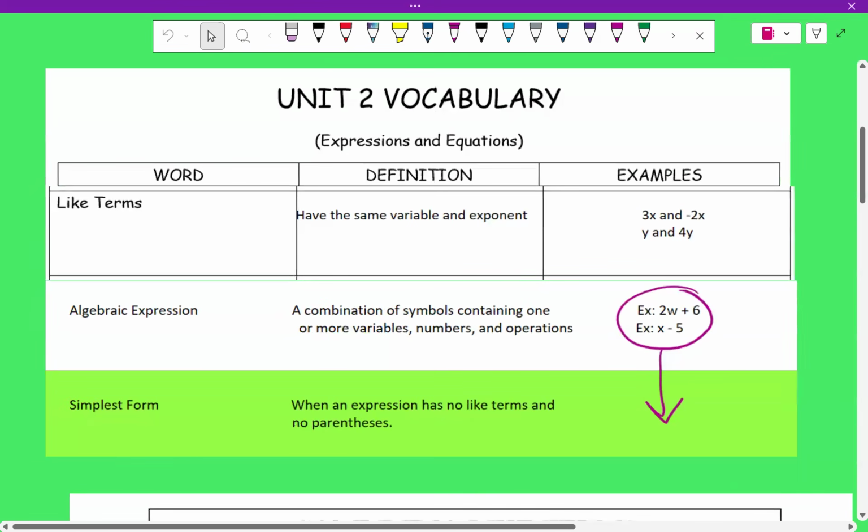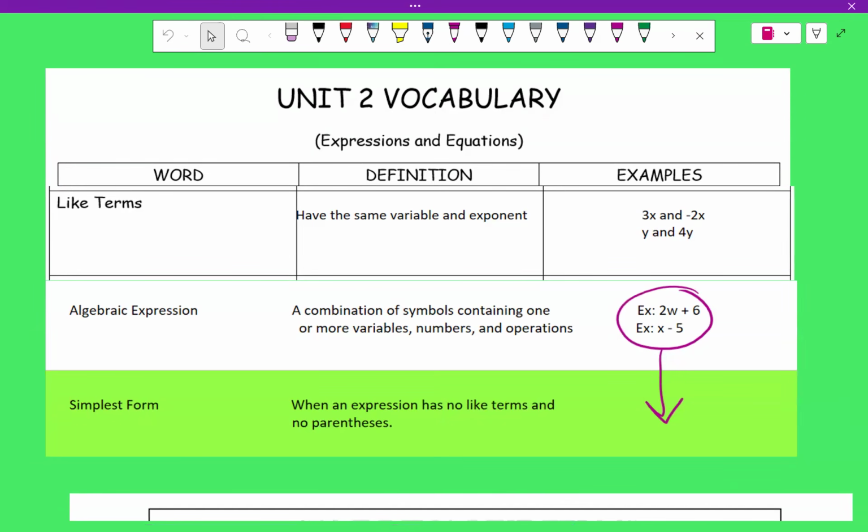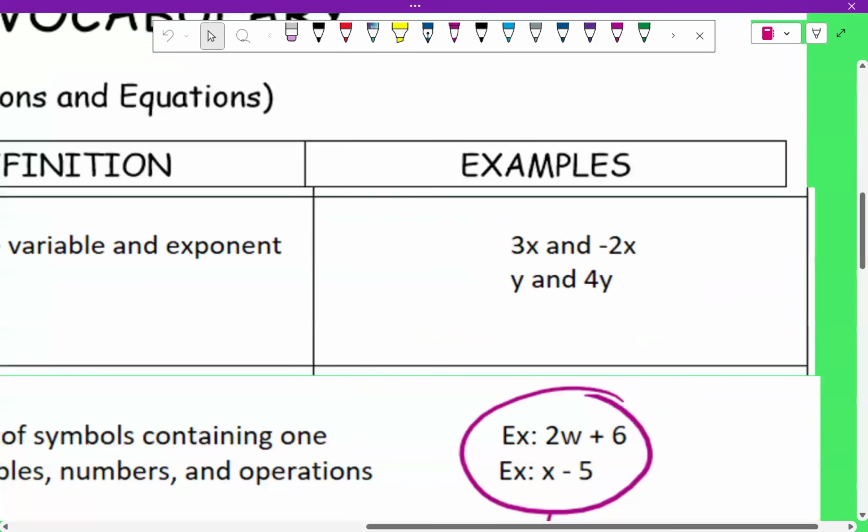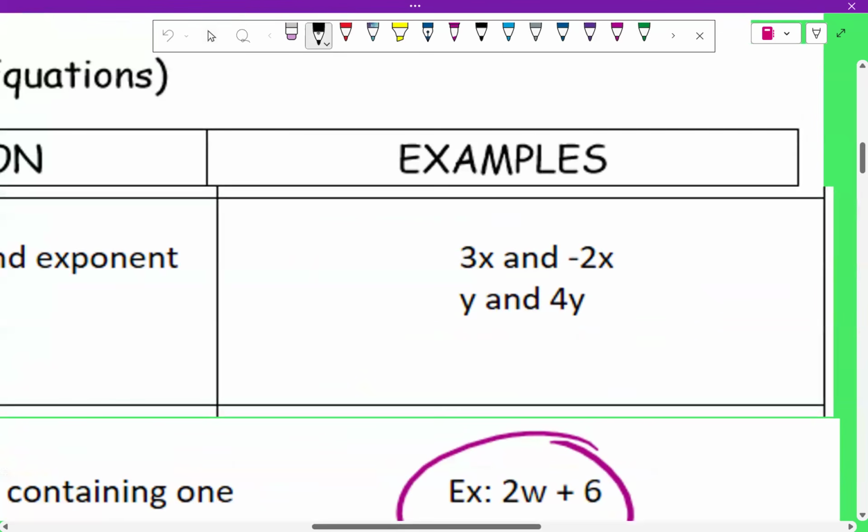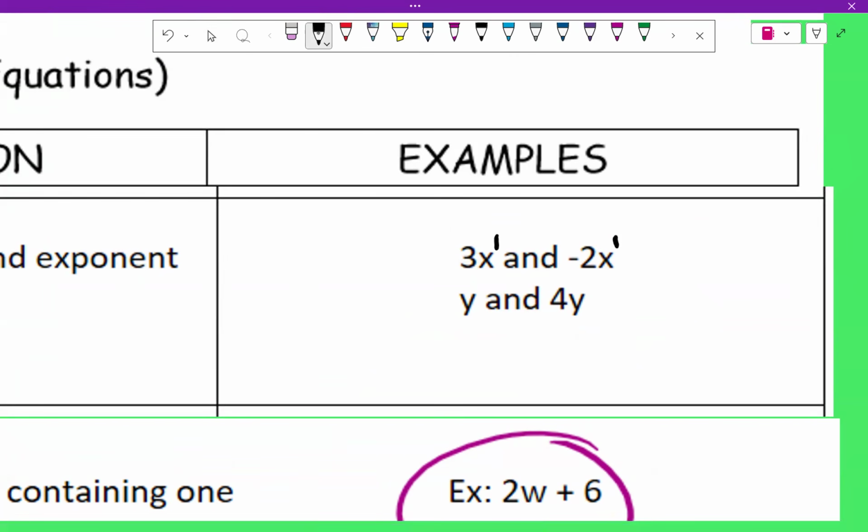So, like terms, what are they? They're terms that have the same variable and exponent. So some examples, 3x and negative 2x, they have the same variable and they have the same exponent. If there's no exponent listed, there's an imaginary 1 as the exponent. Same thing with y and 4y. They have the same variable. They have the same exponent. This could be written as 1y as well.